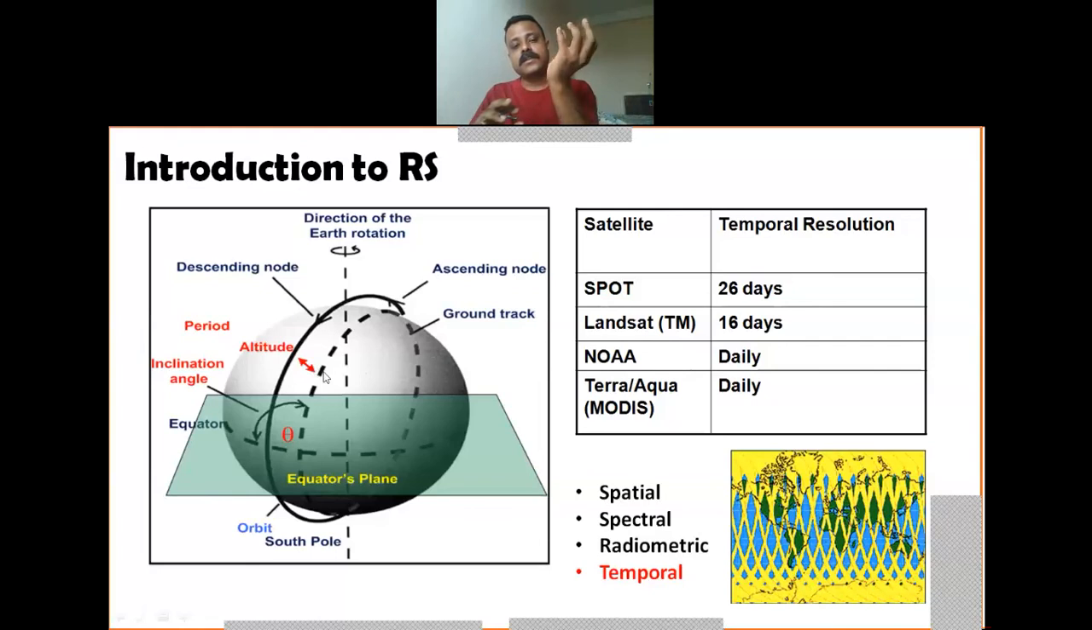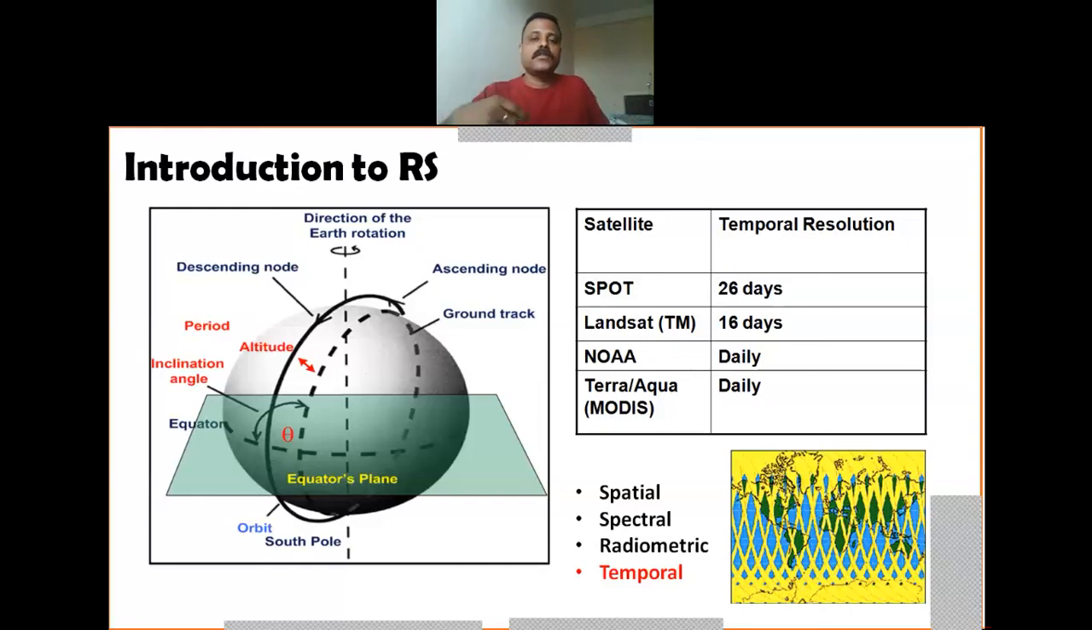Because the Earth is rotating like this and the satellite is constantly moving from north to south, following a polar orbit, after how many days is it going to capture this place or take a photograph of this place exactly? That will be the temporal resolution. So temporal resolution is an indication of the amount of time that is needed in order to capture the information of the same place on the Earth.